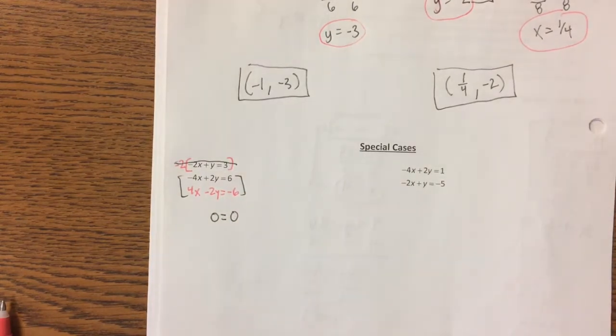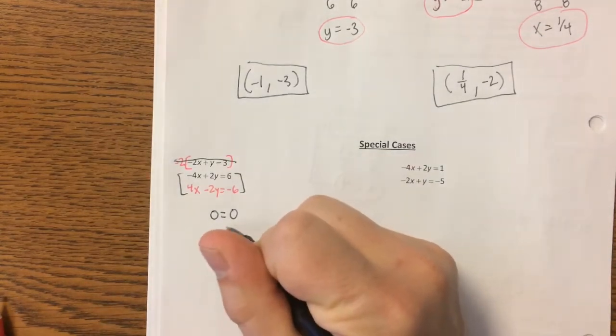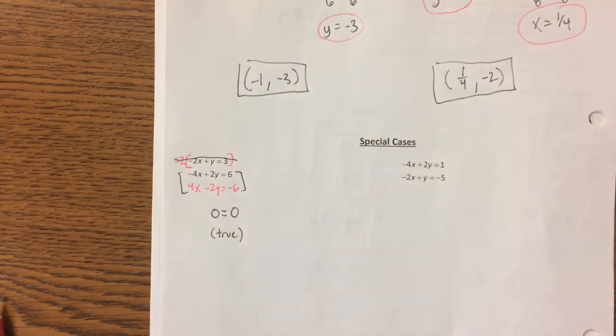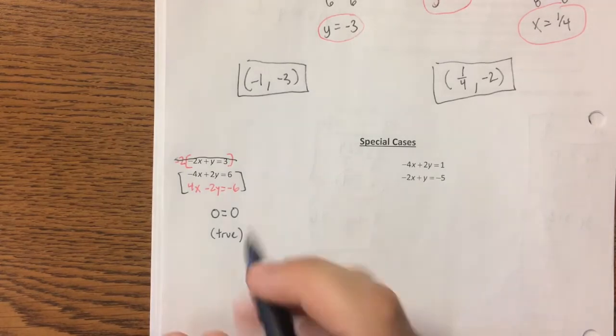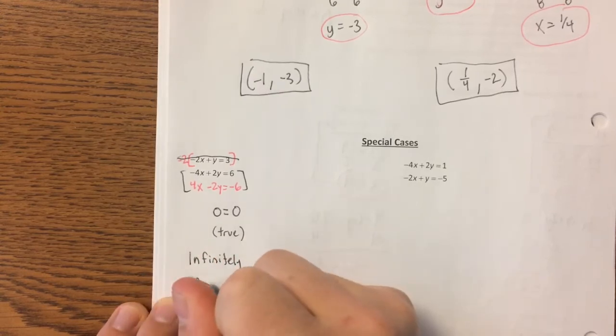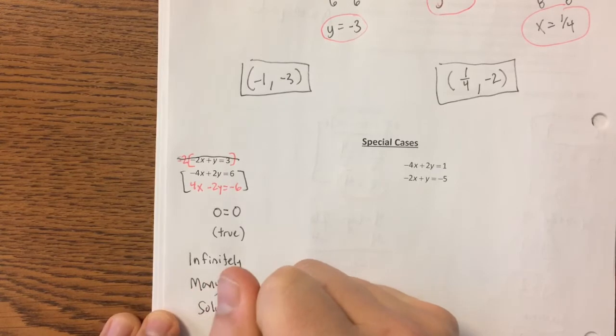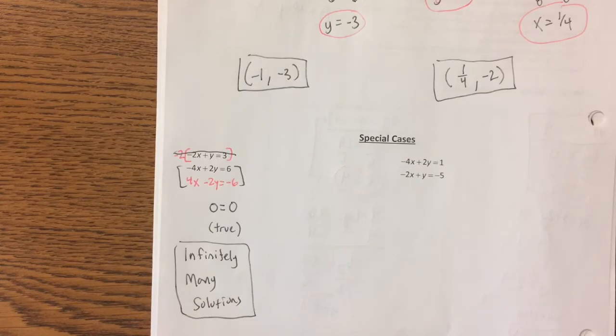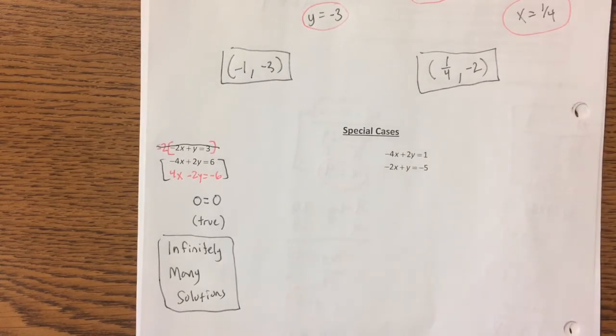If this happens, if all the variables cancel out and you get a true statement, right? 0 does in fact equal 0, then that is going to be a case where the two lines are equivalent. Right? If you were to graph these, they'd be right on top of each other. So in this case, there would be infinitely many solutions. Right? And that's because you would essentially have what we call coincident lines. They're just the same line. Like if you graph them, they're just right on top of each other.